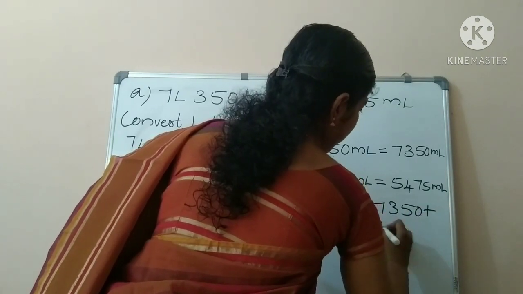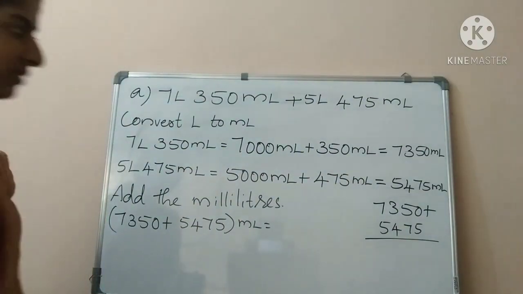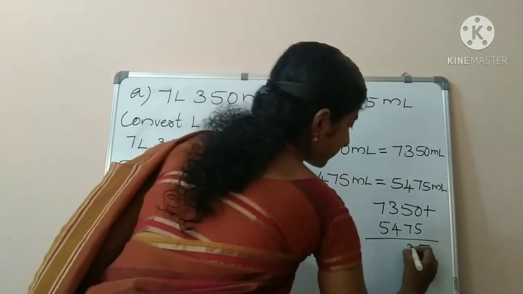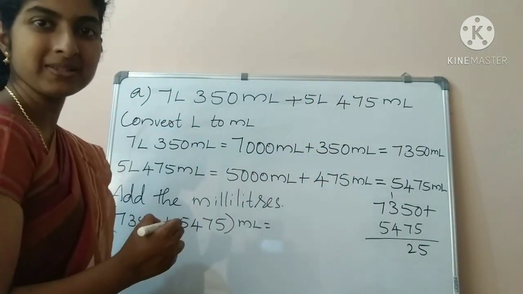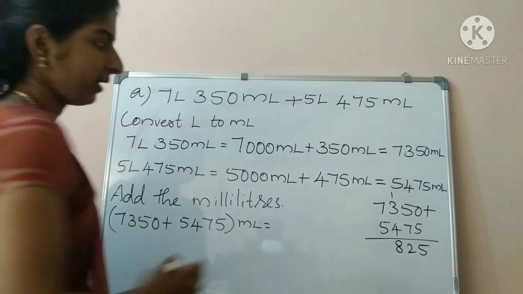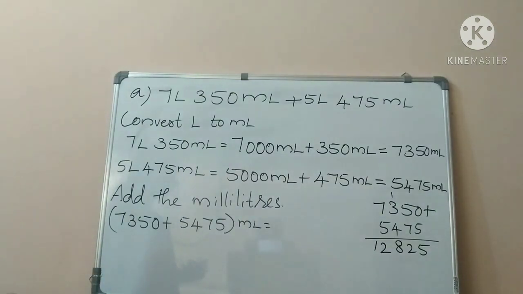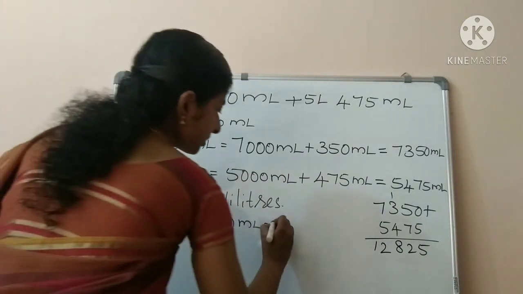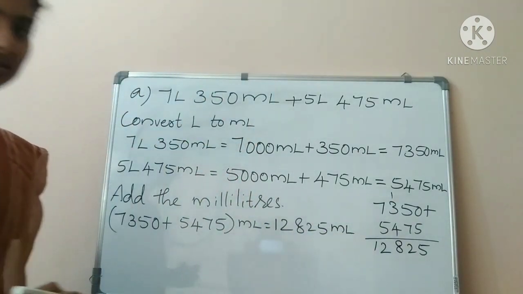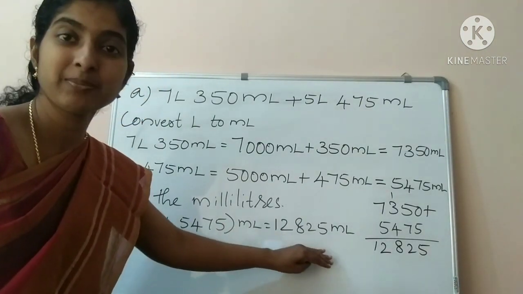Then 7350 plus 5475. What is the answer? Yes, 5 plus 7, 12. 2 is here, 1 is balance. 1 plus 3, 4. Then 4 plus 4, 8. Then 7 plus 5, again 12. So 12,825 milliliter. That is the answer. The answer is in milliliter.